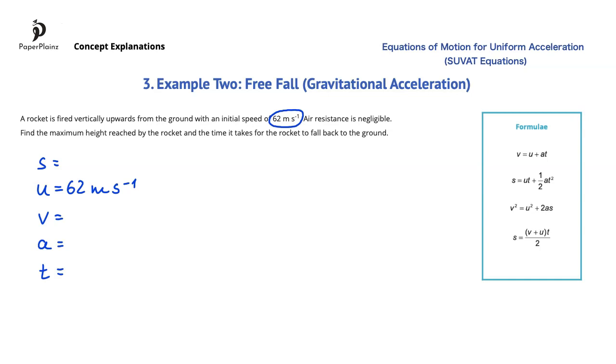Let's take a moment to think about them. We will start with acceleration. After the rocket is fired, it travels vertically upwards, slows down, reaches a maximum height, stops for a moment, and then falls back to the ground. We also know that air resistance is negligible. When an object is falling near the surface of the Earth, and we assume that air resistance is negligible, no matter what object it is, its acceleration will be approximately 9.81 meters per second squared.